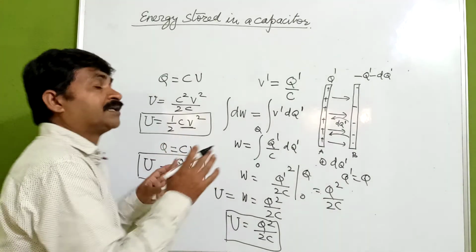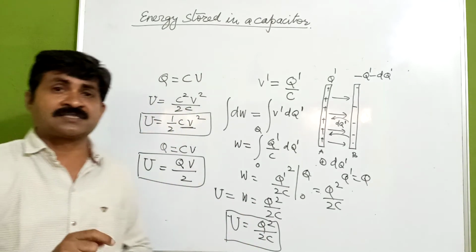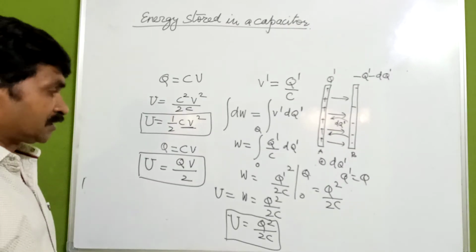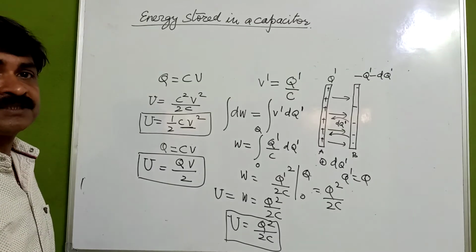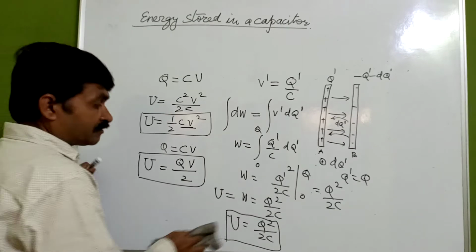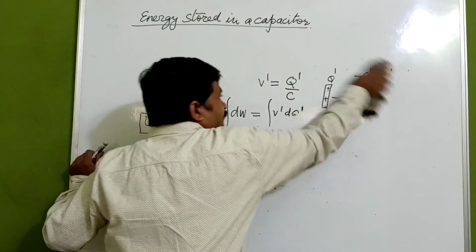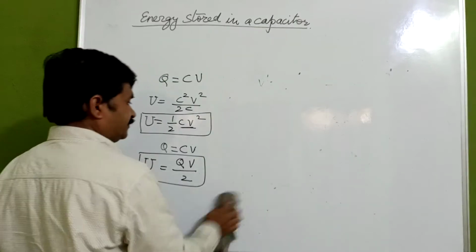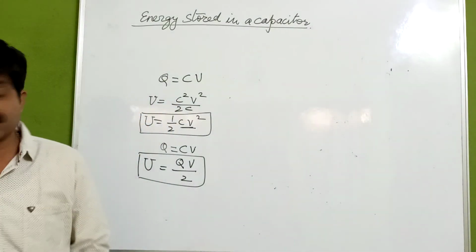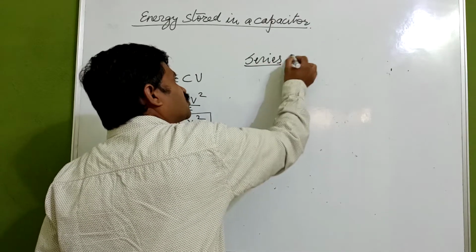Now here we have got the energy stored, but only one capacitor is not there. So we will have capacitors which may be connected in series and which may be connected in parallel. So how much energy we will be storing, that we will see. Okay. We'll go with the series combination first.